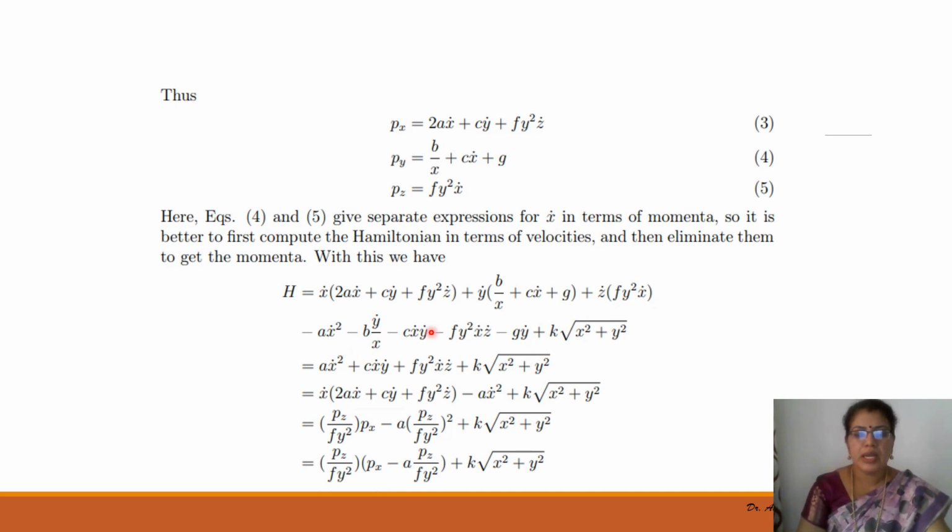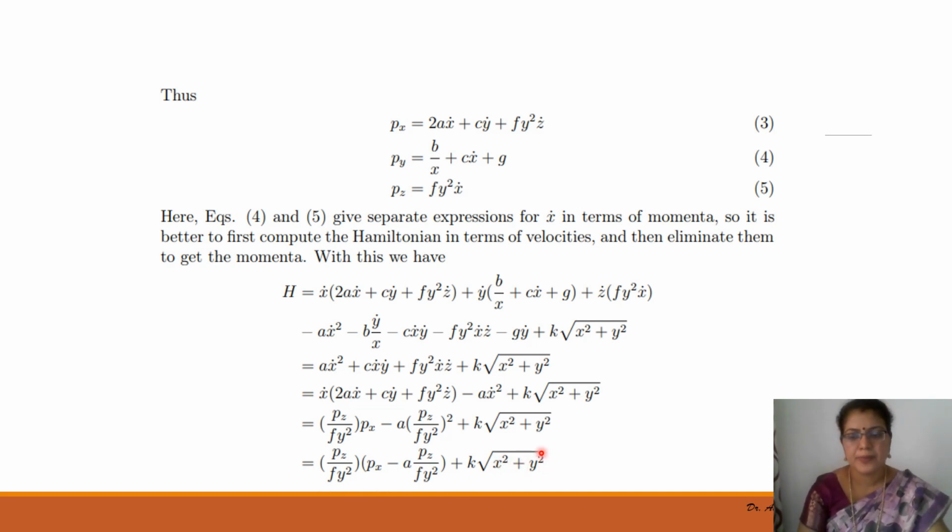Here a small tip is that we can try to see whether we can have a simplification. We have just tried to couple the terms and it seems to come in the form of Px itself, so that we can substitute in terms of 2ax dot plus cy dot plus fy square z dot into the corresponding Px. Similarly, we can end up with Pz, and then substituting all this, we end up with the answer as Pz by Fy square into Px minus A into Pz by Fy square plus K into root of x square plus y square.